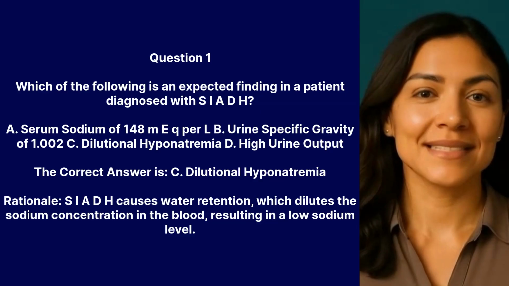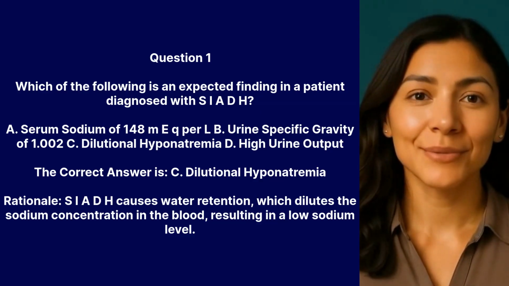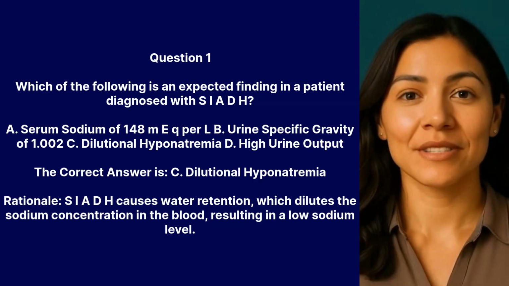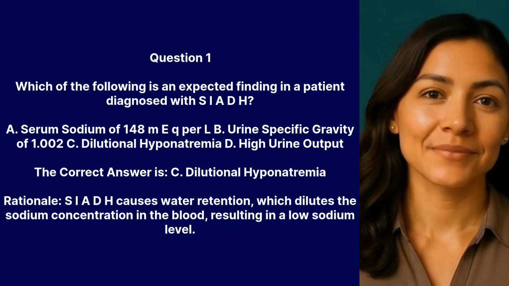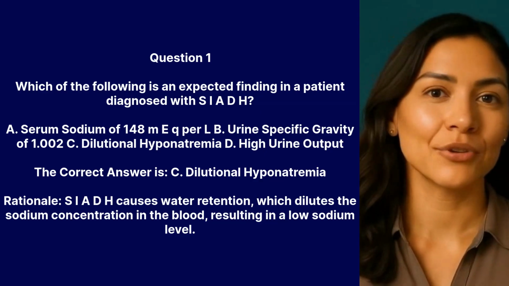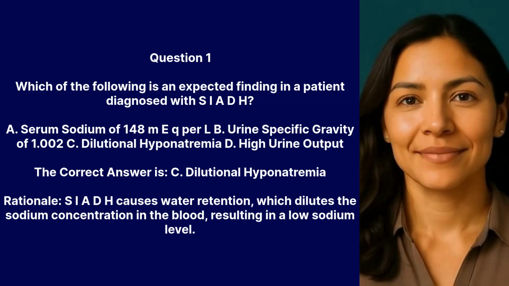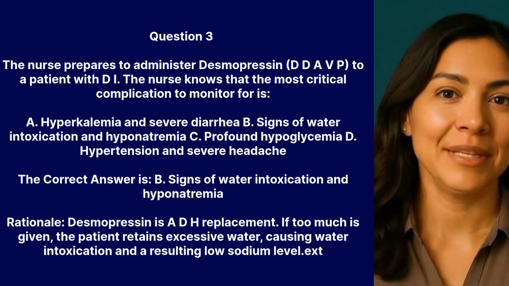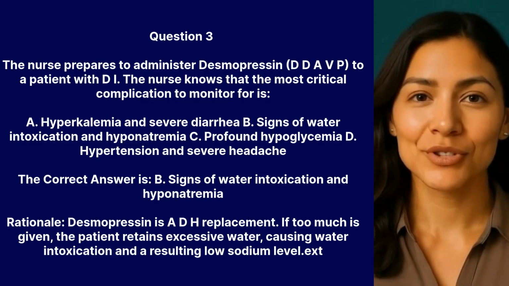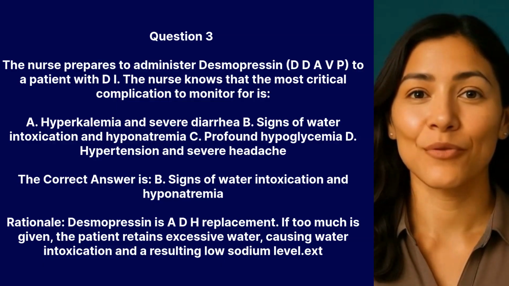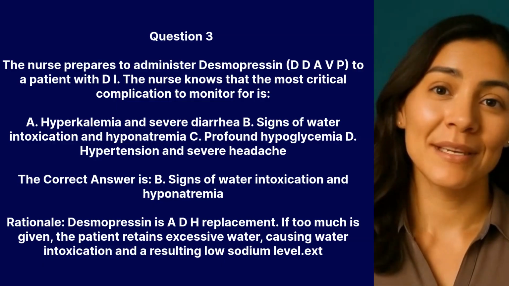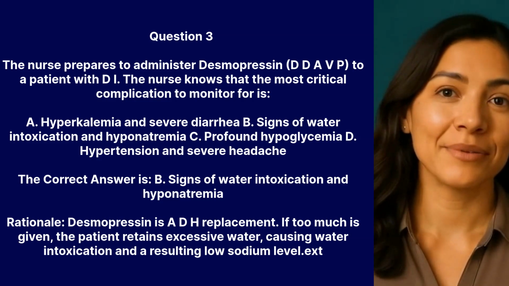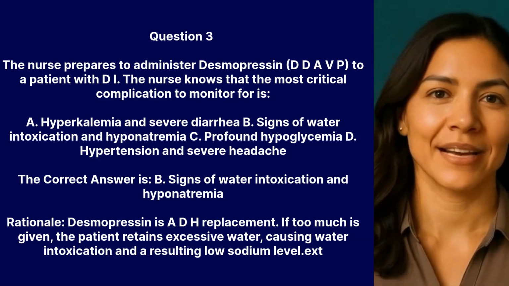The correct answer is C. Providing intravenous fluids and encouraging the patient to drink water. Rationale: diabetes insipidus causes severe dehydration and polyuria. The goal is fluid replacement and oral hydration to correct the deficit. Question 3. The nurse prepares to administer desmopressin, DDAVP, to a patient with DI. The nurse knows that the most critical complication to monitor for is A. Hyperkalemia and severe diarrhea. B. Signs of water intoxication and hyponatremia. C. Profound hypoglycemia. D. Hypertension and severe headache.